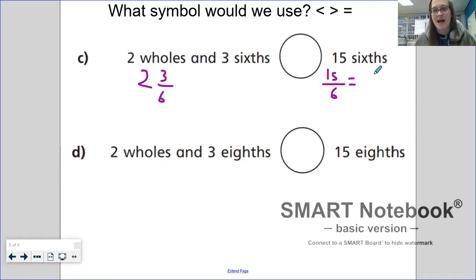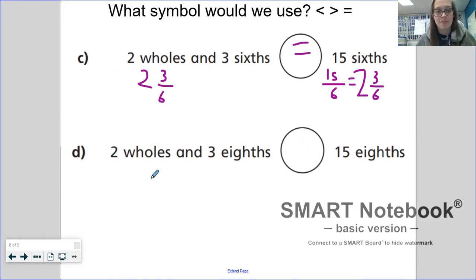So I've got 2 there when I've got to 12, okay? I've only got to 12/6, and I need to get to 15/6. So I've got 12, 13, 14, 15. So then it gives me 3 more sixths. 2 and 3/6. Oh, they are the same.